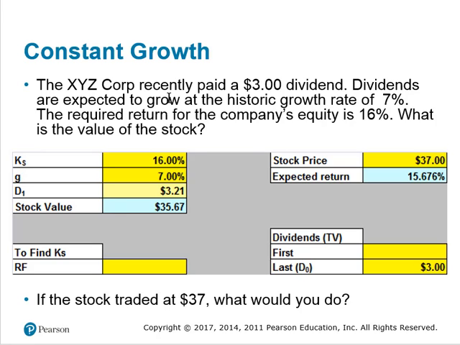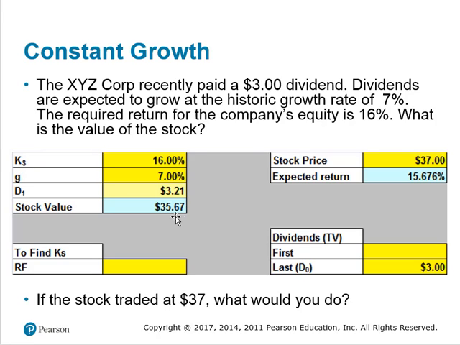The XYZ Corporation recently paid $3. That's the current dividend. Dividends grow by 7%, and the cost of equity is 16%. Plugging those numbers in, we get $35.67 for the stock value. Now notice down below, when you're told what the most recent dividend is, that goes in this box here of 3. So the formula for D1 is the current dividend, $3, times 1 plus the growth rate for the first year.